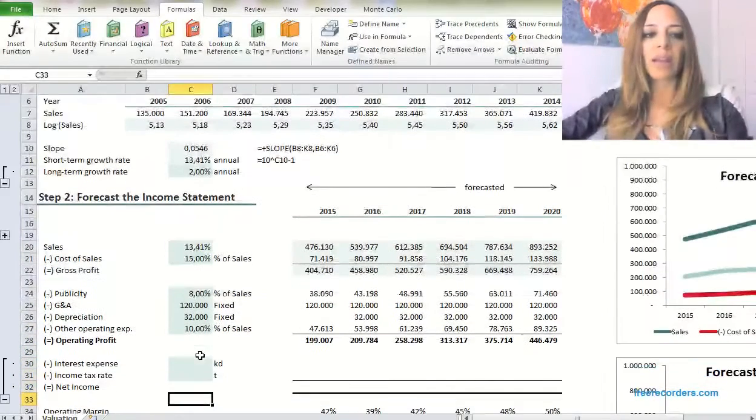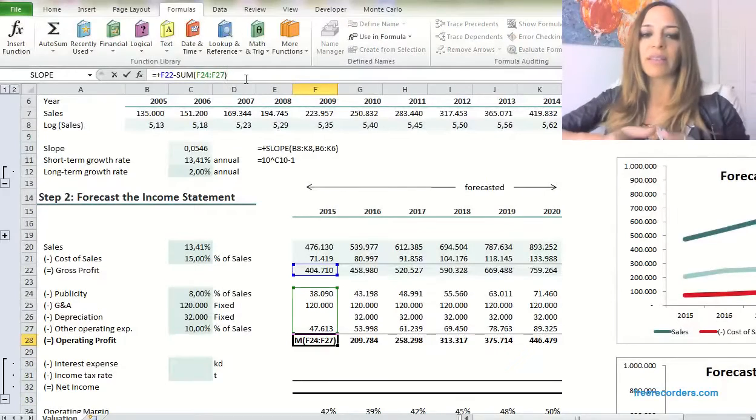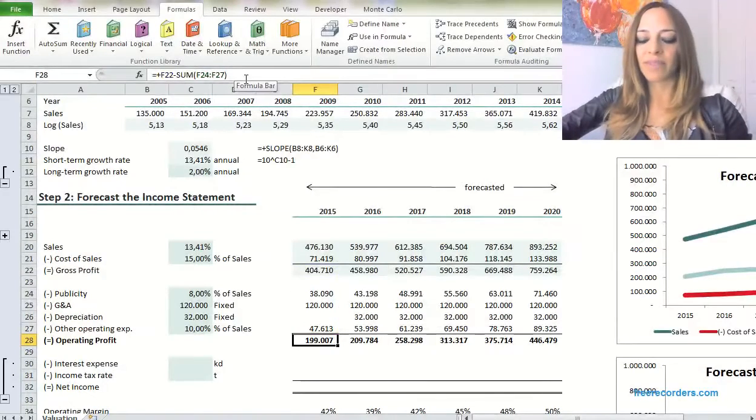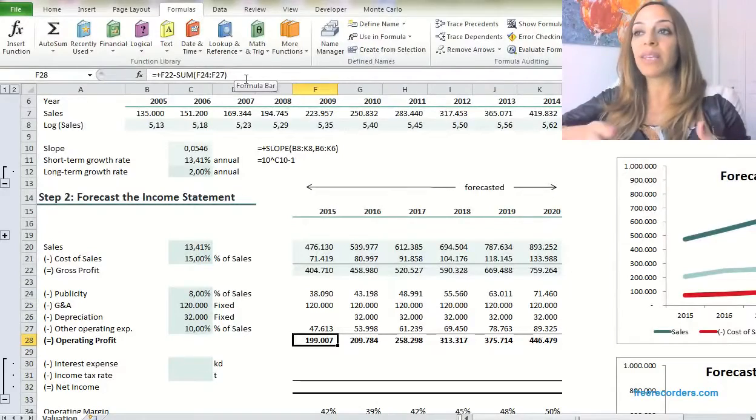Okay, now here we calculated operating profit, deducting from gross profit all the expenses. This is very easy to do. This is normally what we know about the business: how much will we grow, how much sales will be, what are the estimated costs.